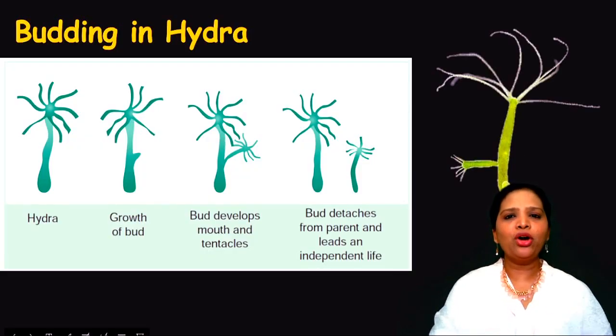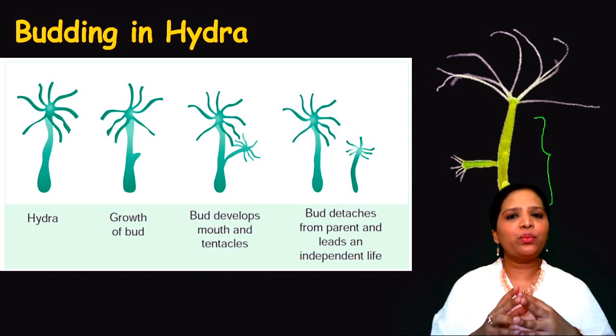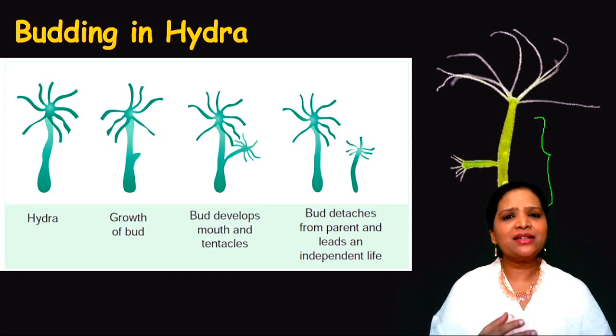The next important example for the budding method of reproduction is Hydra. This is Hydra. What is Hydra? Hydra is a freshwater organism which we could see in the tropical and temperate countries. This is a very important organism which is of very much interest for scientists to study. I will explain why. Now this Hydra adopts two methods of asexual reproduction. One is by budding and another is by regeneration, which we are going to study later.